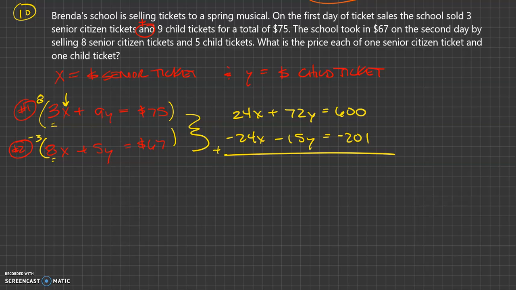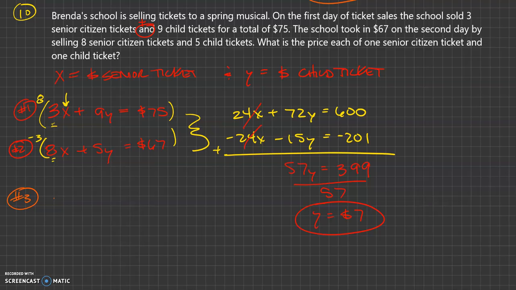Now, I have the opposite coefficients, so I'm going to change colors. Those will cancel. And what's 72 minus 15? That is 57y, and that's going to give you a positive 399. Divide everything by 57 to isolate the y, and you get y is equal to $7. What's the cost of a child's ticket? $7. Now, let's come over here to step number 3 and solve for the senior citizen ticket.